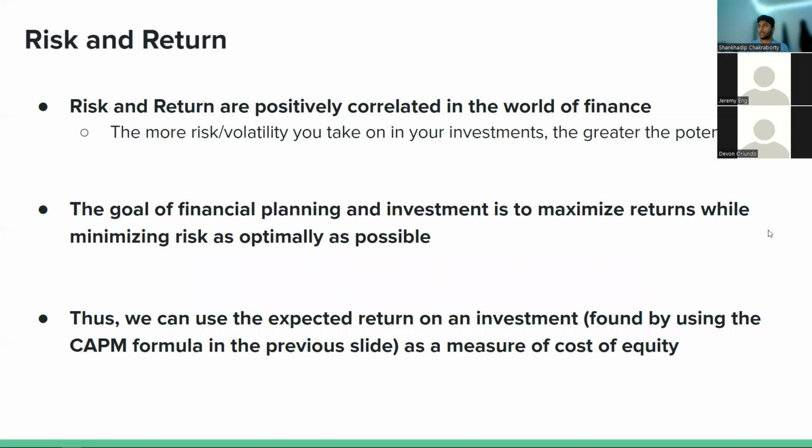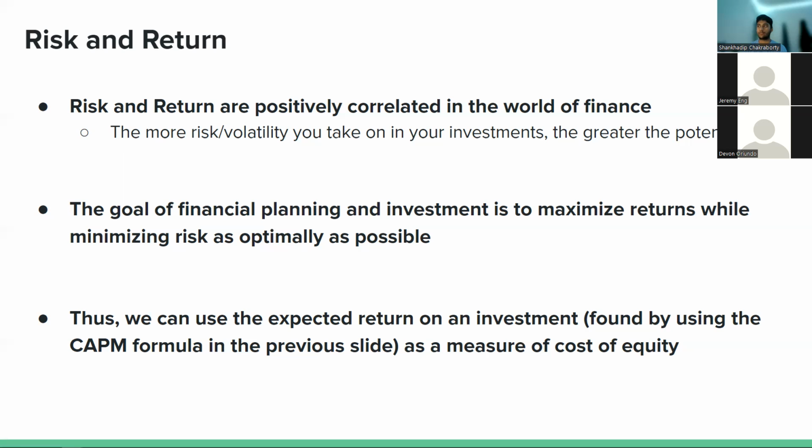So I mentioned earlier, risk and return are positively correlated in the world of finance, very important. More risk equals more return. The more risk you take, the greater the potential return you can achieve. The goal of financial planning and investment is to maximize returns while minimizing risk. So your goal is to try and get as much returns as possible while not being exposed to the litany of risks that are apparent in the market. I know it's a little counterintuitive, but that's the goal.